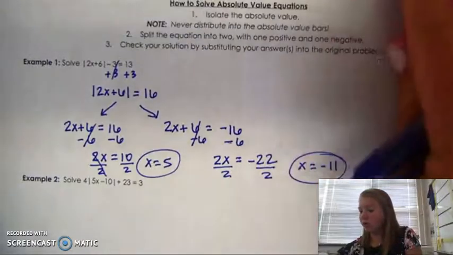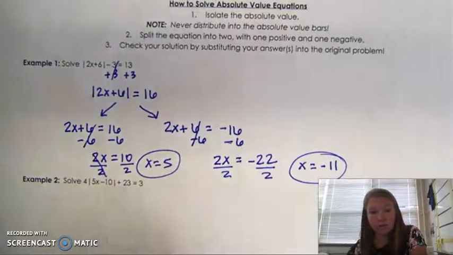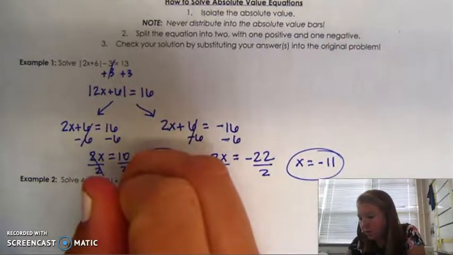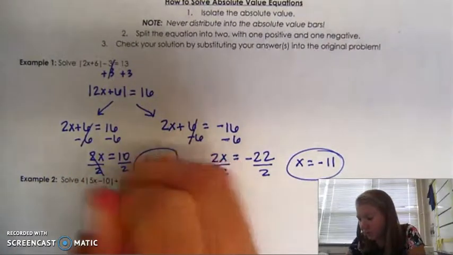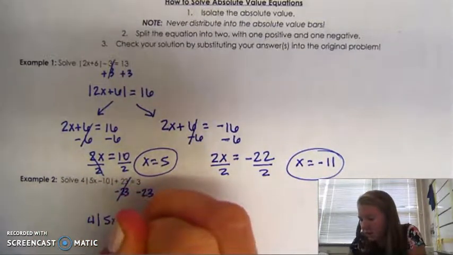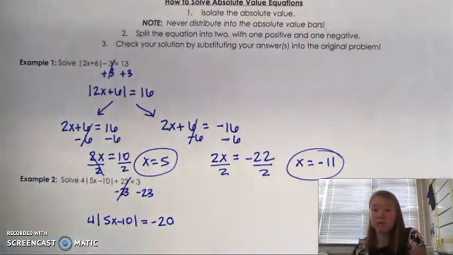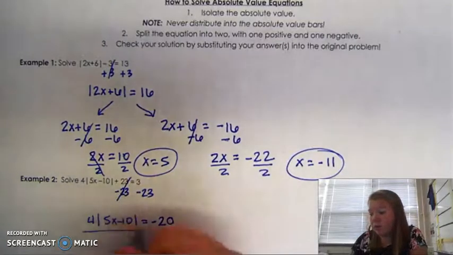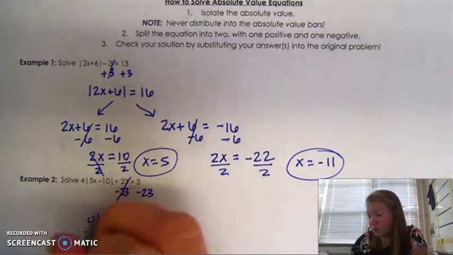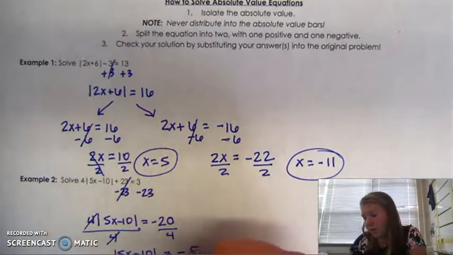Example 2 of solving absolute value equations. The first thing we're going to do is subtract 23 from both sides. So 4 and then 5x minus 10 equals -20. Now remember, we do not distribute into absolute value bars. So we're going to divide by 4. We get 5x minus 10 in the bars equals -5.